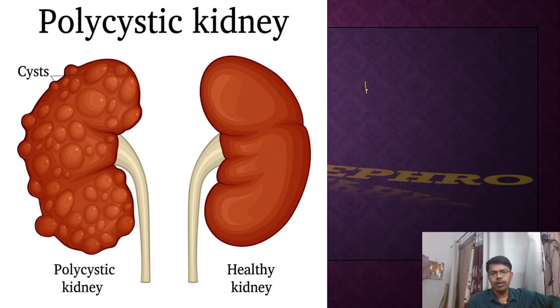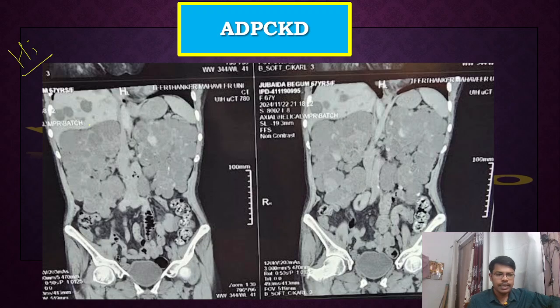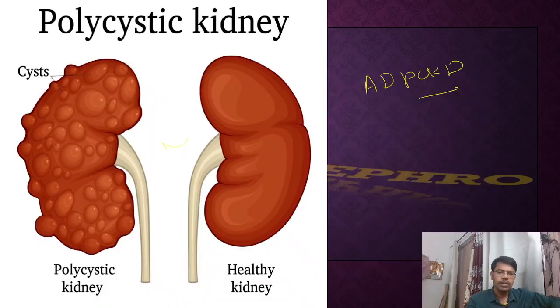ADPKD is autosomal dominant polycystic kidney disease. A normal kidney, as shown in the image, eventually turns into multiple fluid-filled cysts. The kidney can reach a size of up to 20 centimeters. This is the typical presentation of ADPKD, in severe disease.